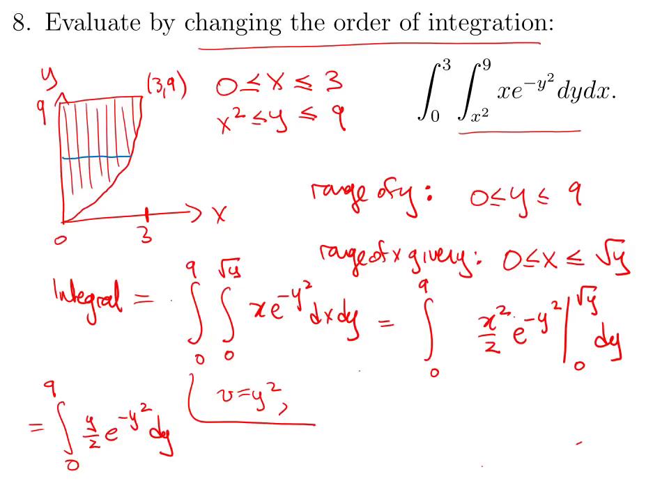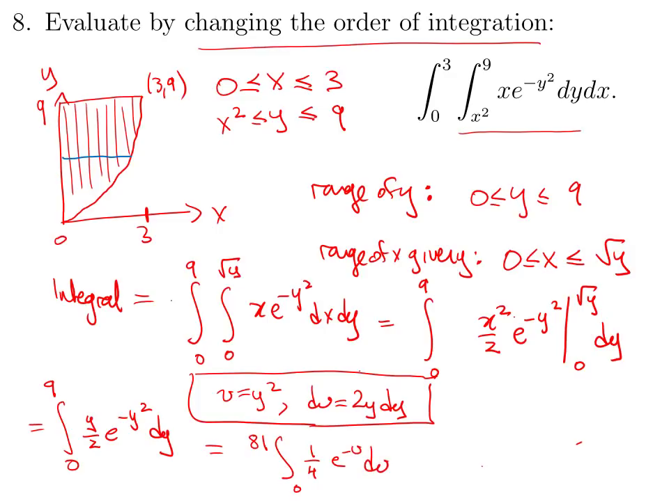By the way, now you probably realize that u substitution is just a one-dimensional case of change of variables, which we've been doing in this course as well. So u equals y squared, du equals 2y dy. This is the change of variables. Once I plug this in, the limits go to 0 to 81. y dy becomes du over 2, so I get 1 over 4: a half from before and a half from the change of variables, e to the minus u du.